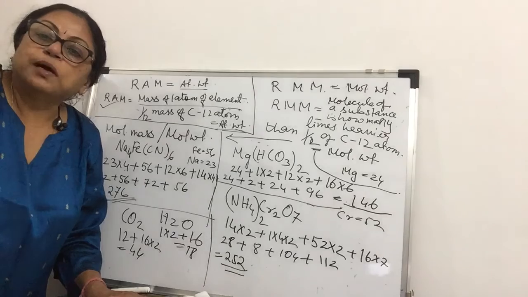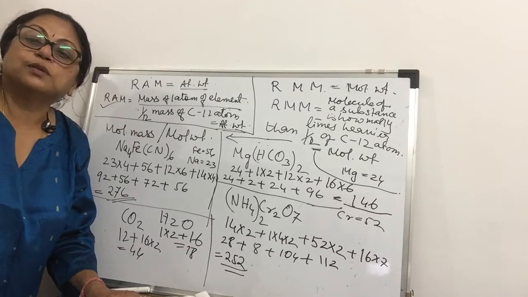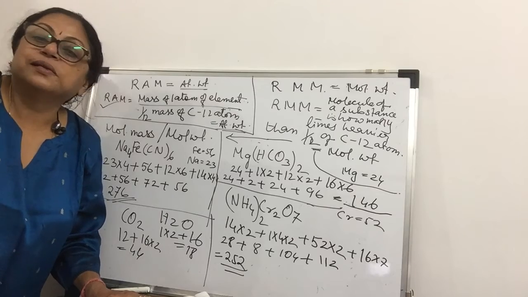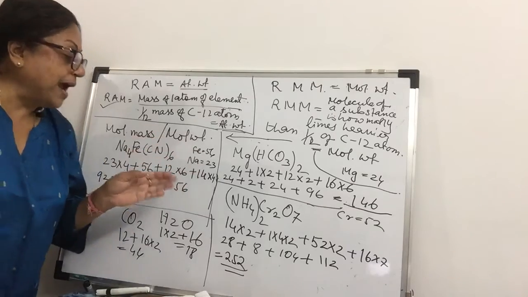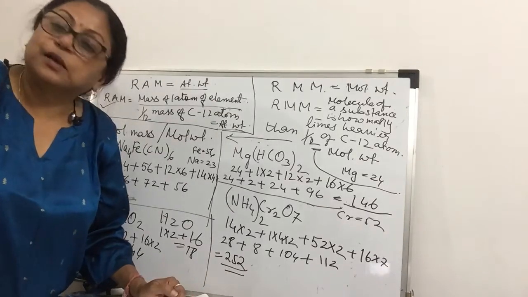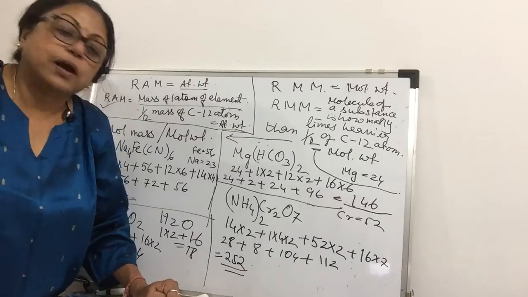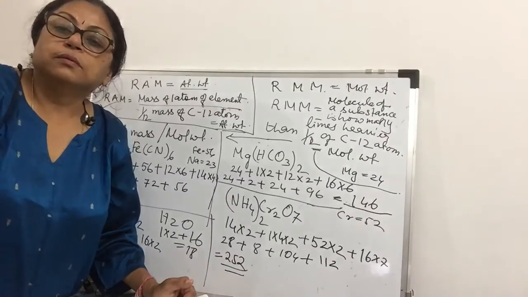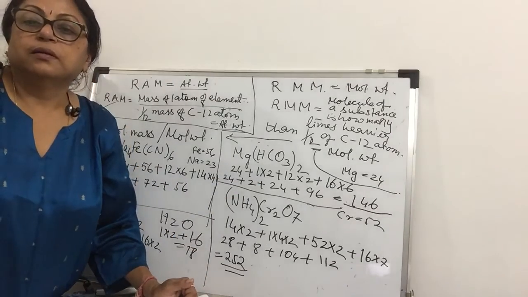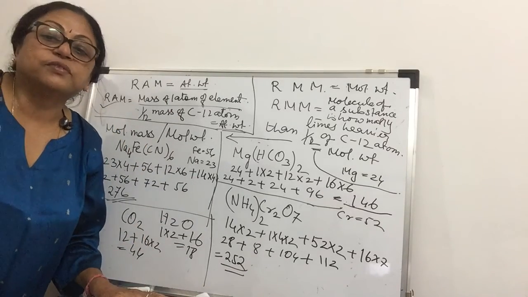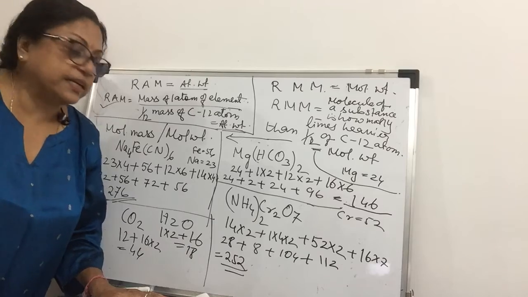I am giving so much stress on molecular weight because when you do a sum, you make mistakes in writing the formula. If your formula or chemical equation is wrong, if your balancing is wrong and your molecular weight is wrong, then everything is gone. You don't get marks for it. That is the reason I am putting so much stress and giving so much time to it before I proceed.